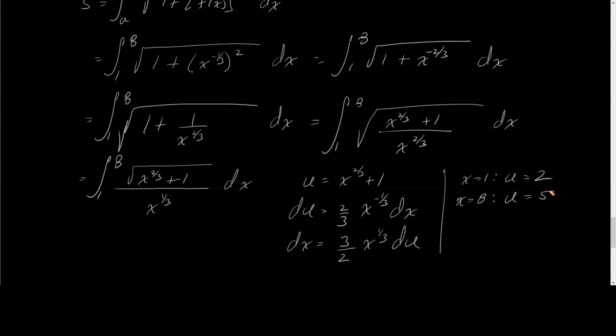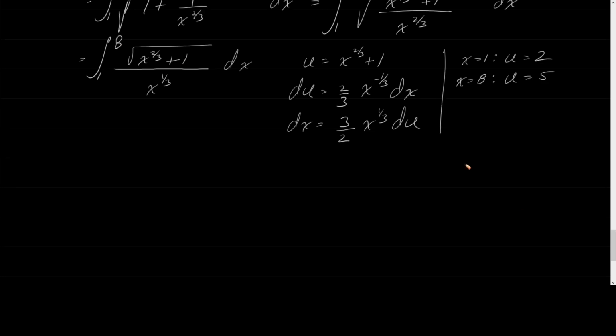So what does that give us now? Well, now we can rewrite this integral, right? This integral is now the integral from 2 to 5. Originally it was 1 to 8. The integral of 2 to 5 of this entire thing on the inside, that was my u. So the u to the 1/2 over this x to the 1/3, didn't use it. This dx, well, that's 3/2 times x to the 1/3 du. And at that point, I see that the x to the 1/3 cancels out with x to the 1/3.